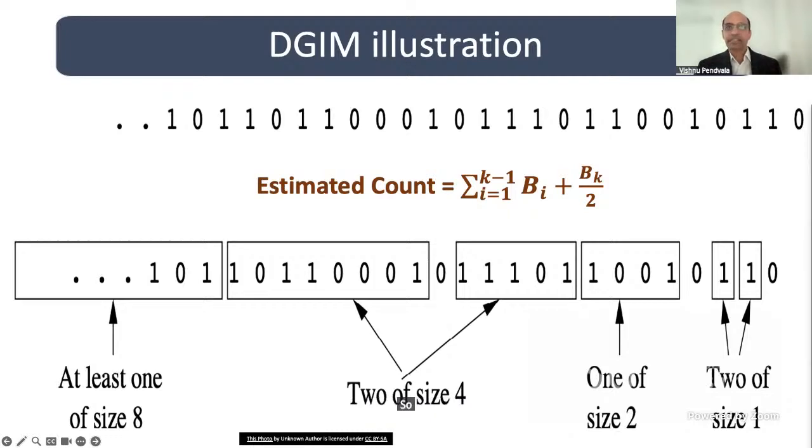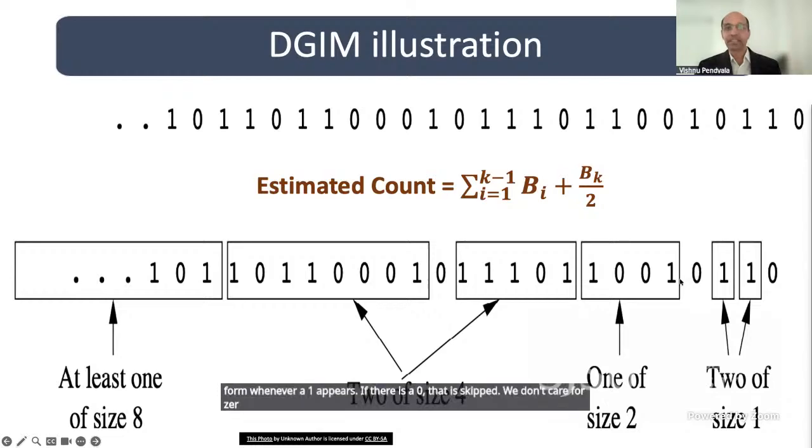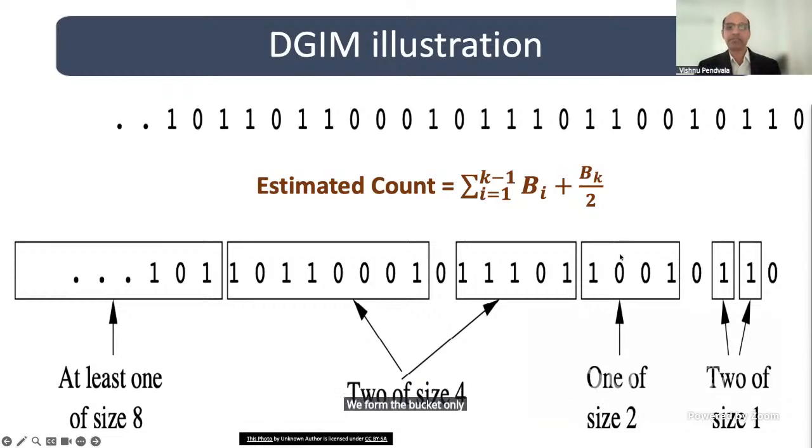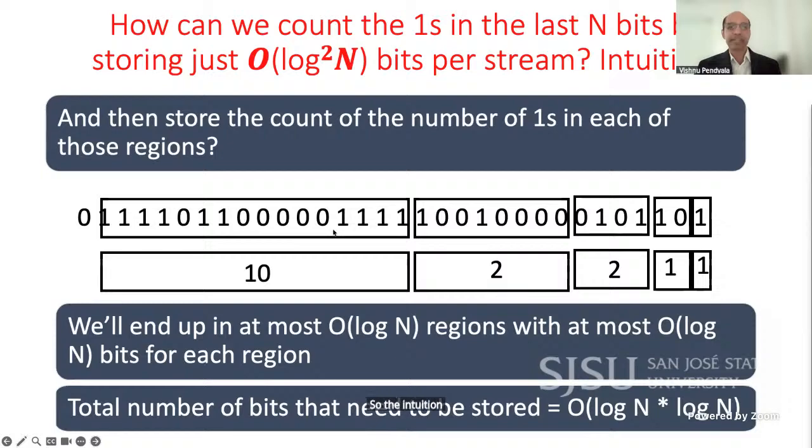So the summary is that we don't need too much memory to store these bits. And the other observation that you should make is that buckets form whenever a 1 appears. If there is a 0, that is skipped. We don't care for zeros. We form the bucket only when 1 appears, right? So how did we improve our intuition? So the intuition is improved by forming the buckets based on the number of ones instead of the number of bits. So that's a lot of savings.